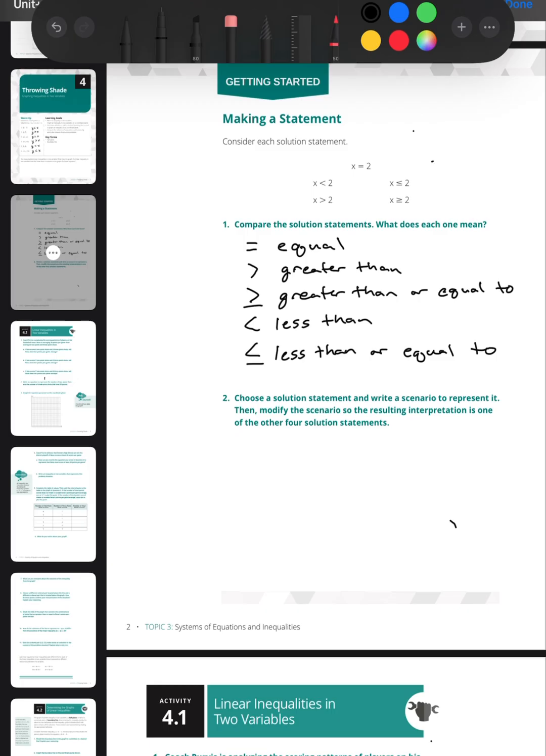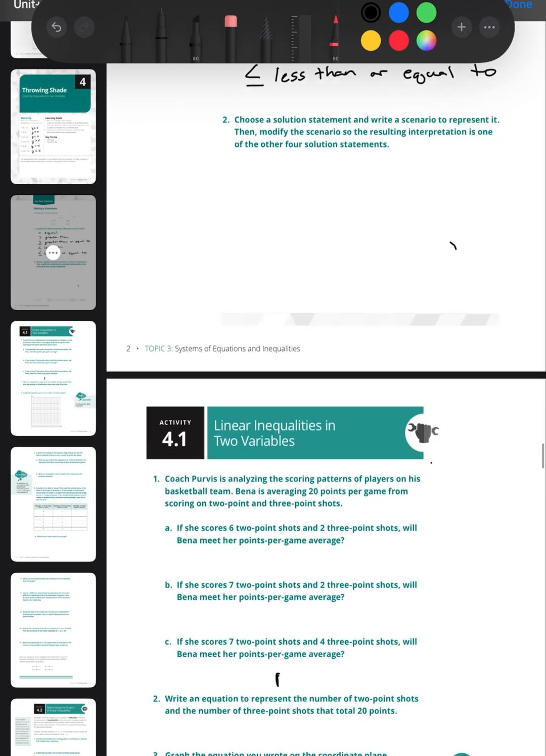All right, for number 2, you can take a moment, give that a shot. Just choose one of those solution statements, then modify the scenario so the resulting interpretation is one of the 4 solution statements. So come up with a scenario that would fit one of those statements and write the statement that it would apply to and write out your scenario, just for a little extra practice on coming up with applications for inequalities.